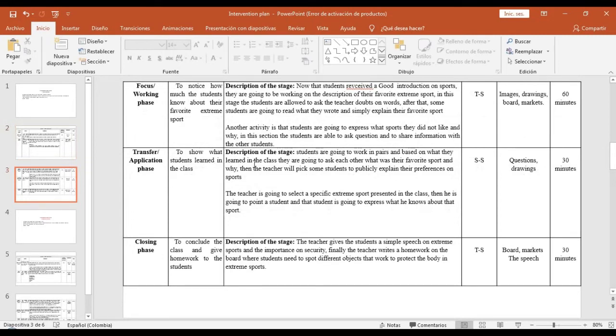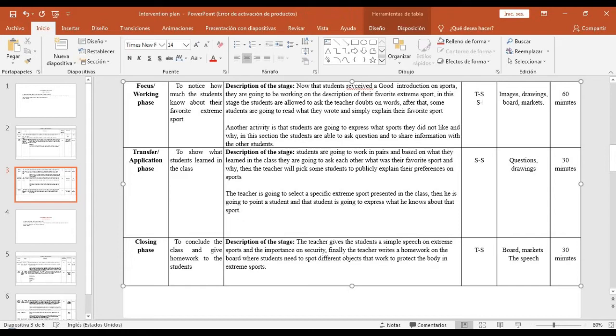To notice, the aim is to notice how much the students know about their favorite string sport. The description of the stage is that now that students received a good introduction on sports, they are going to be working on the description of their favorite string sport. In this stage, the students are allowed to ask the teacher about doubts on words. After that, some students are going to read what they wrote and explain their favorite sport. Another activity is that students are going to express what sports they did not like and why. In this section, students are able to ask questions and to share information with other students.